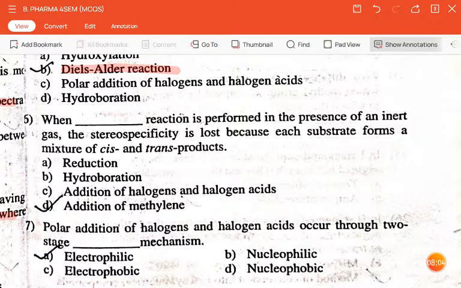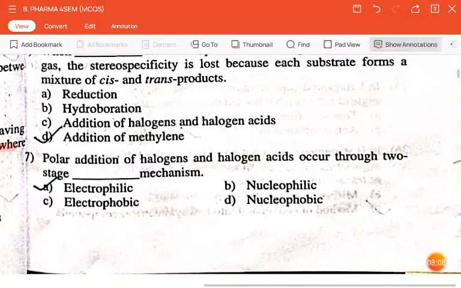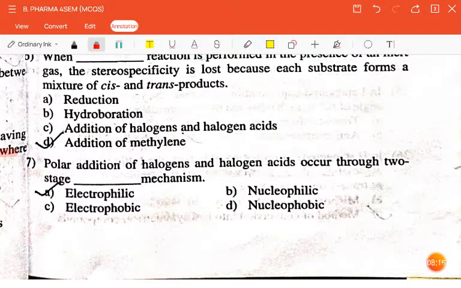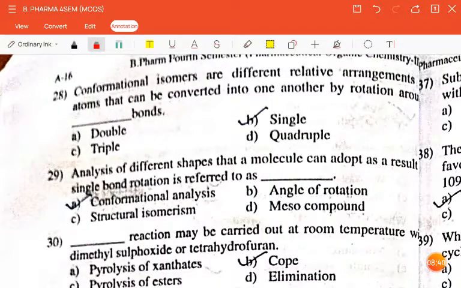The next question is: when dash reaction is performed in the presence of an inert gas, the stereospecificity is lost because each substrate forms a mixture of cis and trans product. Reduction, hydroboration, addition of halogens and halogen acids, addition of methylene. So the correct answer is addition of methylene. The next question is: polar addition of halogens and halogen acids occurs through two-stage dash mechanism. Answer is electrophilic mechanism. Conformational isomers are different relative arrangements of atoms that can be converted into one another by rotation around dash bonds. Triple, double, single, quadruple. So the correct answer is single.